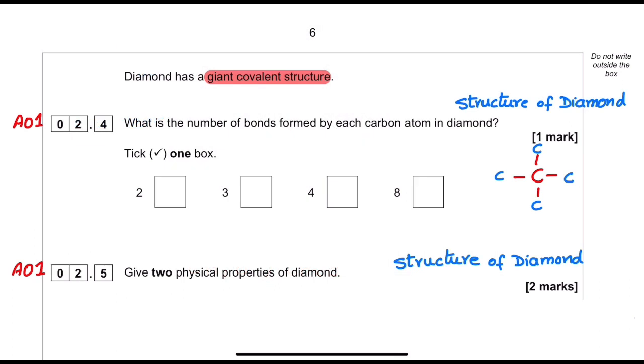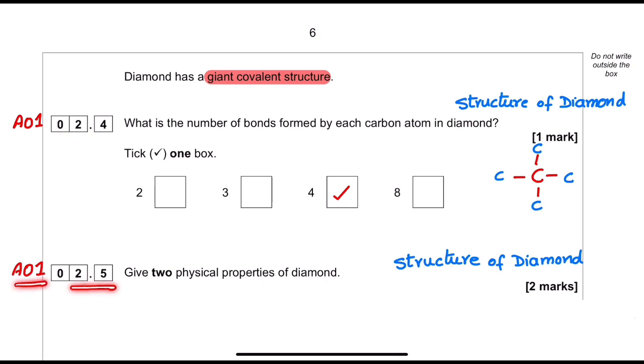2.4. What is the number of bonds formed by each carbon atom in diamond? This question is from the structure of diamond. We know that in diamond, one carbon atom makes bonds with 4 other carbon atoms, and these bonds are covalent bonds. So we can say from our figure that the carbon atoms make 4 covalent bonds with the other carbon atoms. The correct option is 4.